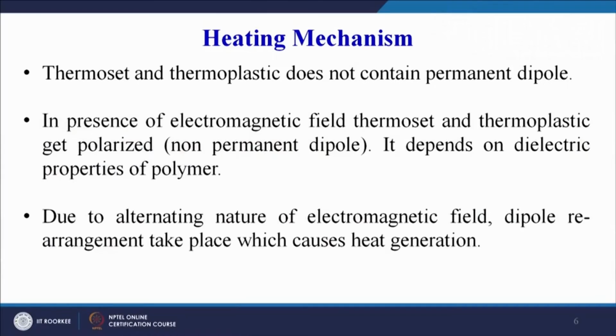So therefore we sometimes use susceptor materials to attract the microwaves so that sufficient amount of heat is generated. So once again I will quickly read through what is given on this slide. Thermoset and thermoplastics do not contain permanent dipoles, which must always be clear to all of us. But in the presence of an electromagnetic field, thermoset and thermoplastics get polarized, that is, they have non-permanent dipoles.